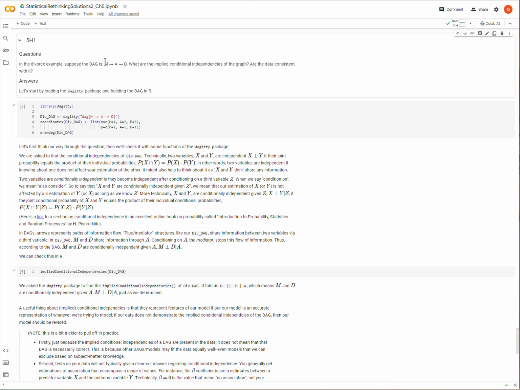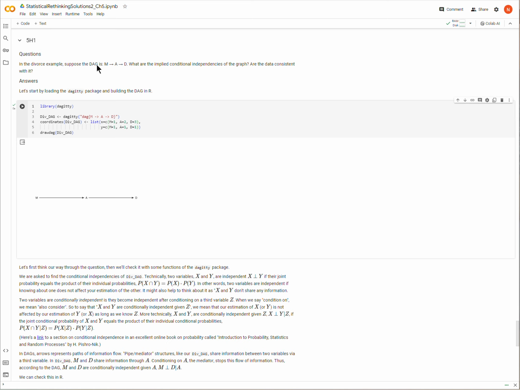Now remember, a DAG is a causal graph that embeds our assumptions about the causal relationships among the variables in our problem. So I'm going to start by building this DAG in R, because the dagitty package allows us to do some cool things with DAGs. Here I have the library dagitty that I'm loading. I'm defining a DAG that I'm calling div_dag, for divorce. I plot the coordinates of M, A, and D for X and Y, and then I draw the DAG here. So I've just recreated the same DAG as described in the problem.